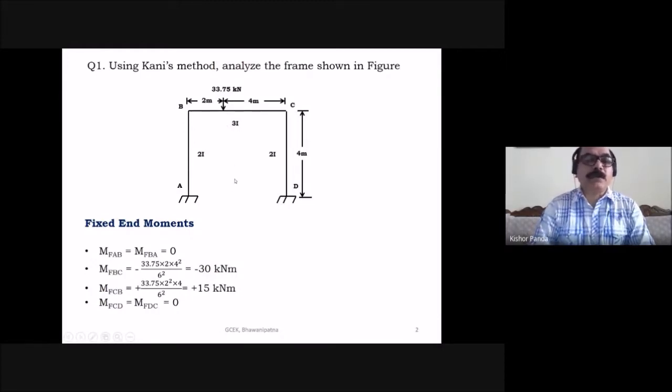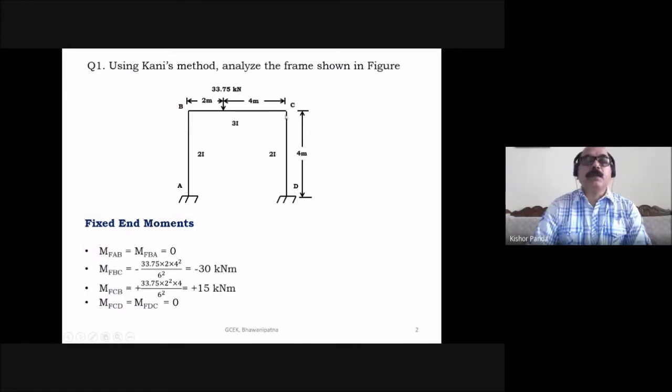So what is your first step? So first step is to find out the fixed end moments of the members. So first you consider AB member. So what is the fixed end moment at the end of the member, MFAB and MFBA? So here there is no loading. So the fixed end moment is 0.